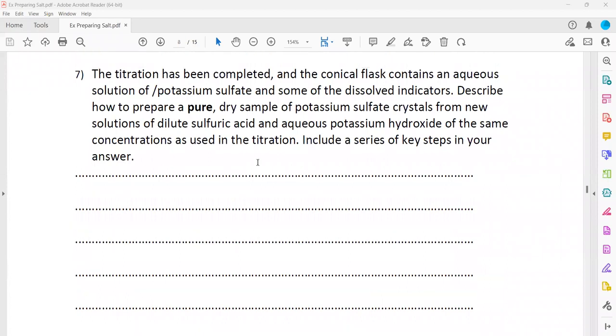In question 7, the titration has been completed and the conical flask contains an aqueous solution of potassium sulfate and some dissolved indicator. Describe how to prepare a pure dry sample of potassium sulfate from dilute sulfuric acid and aqueous potassium hydroxide. This is an acid-base reaction, and in acid-base reactions we use titration. So we will repeat this experiment without indicator, recording the volume of acid and alkali used.